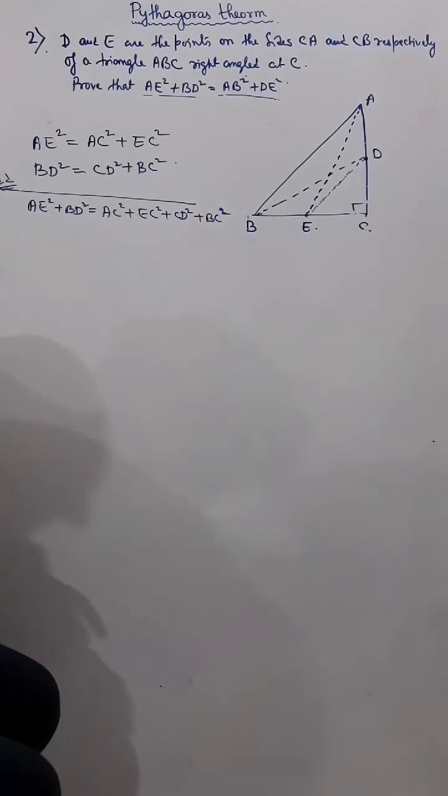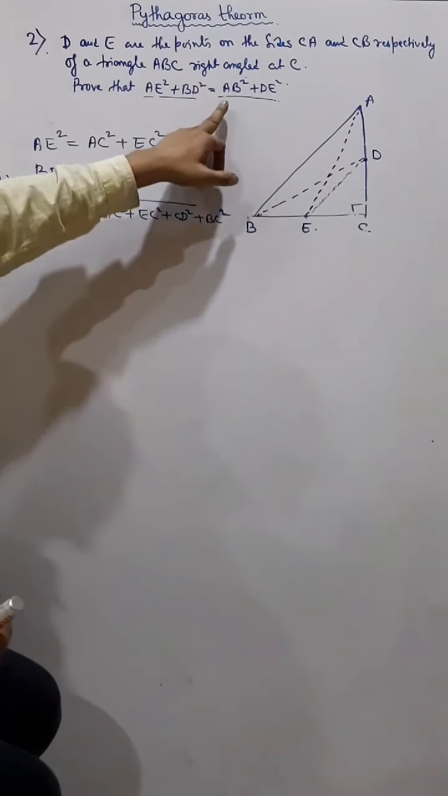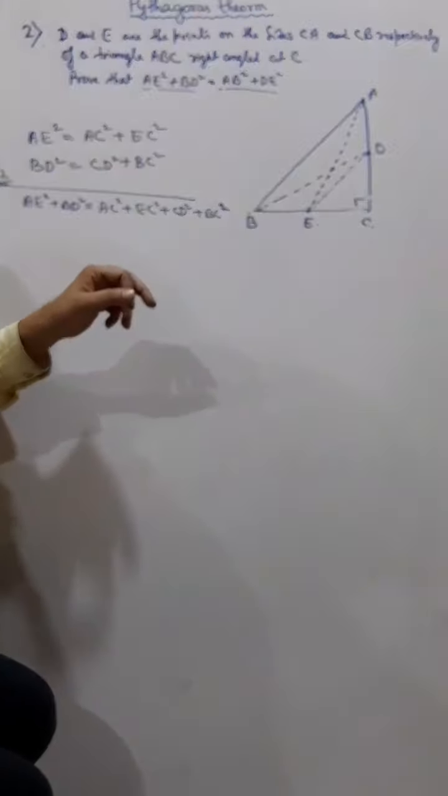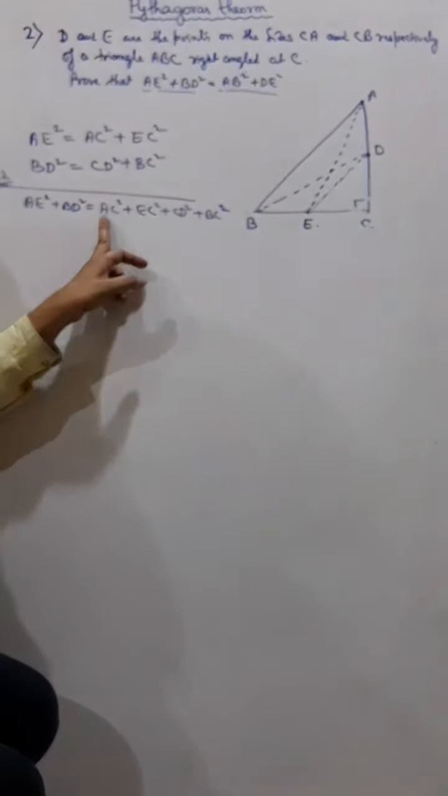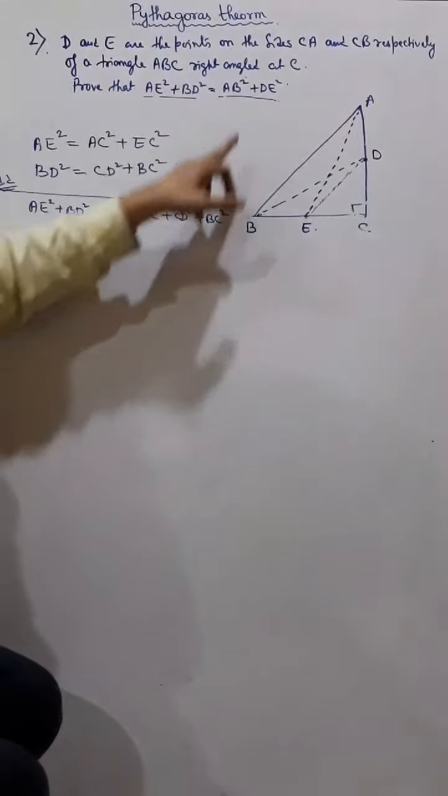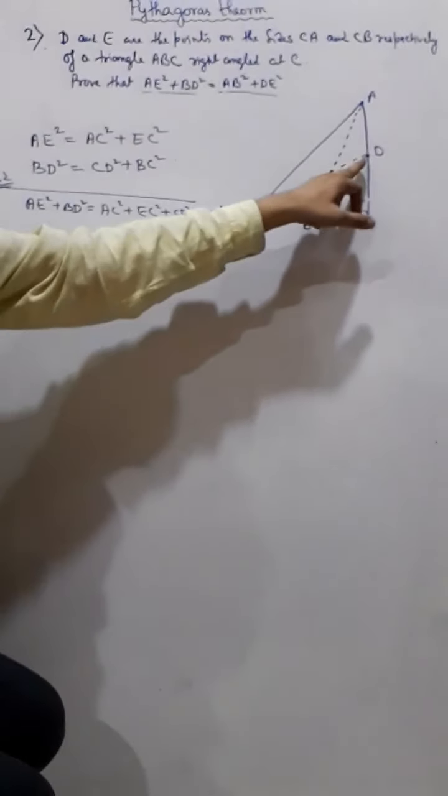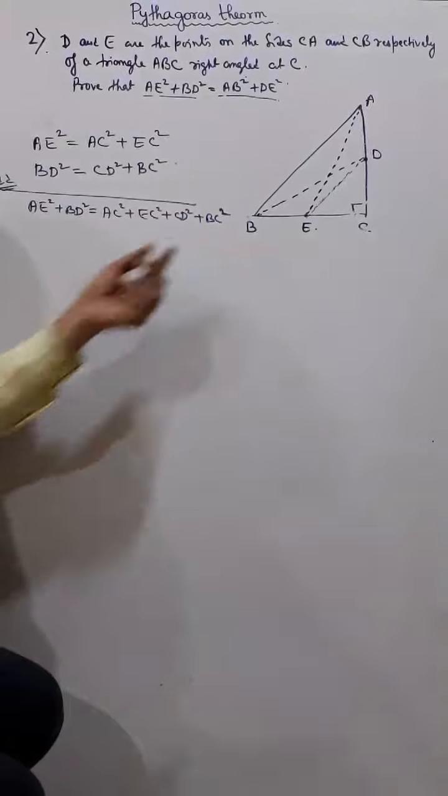So we have to always think about the right hand side. So how can we get the right hand side? Now right hand side we require AB square and DE square. Now try to understand, AB square actually means AC square plus BC square, and you can see they are present. And DE square means DC square plus EC square, and you can see these two are also present. So you have to just arrange them properly.